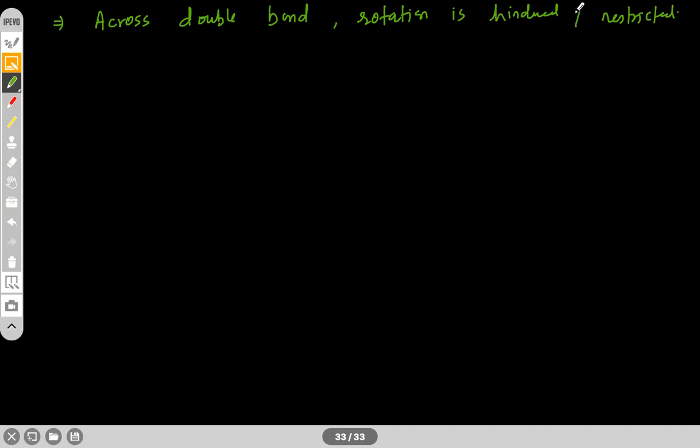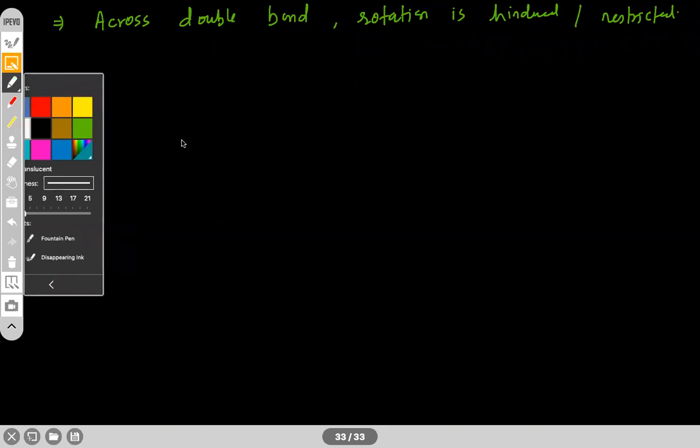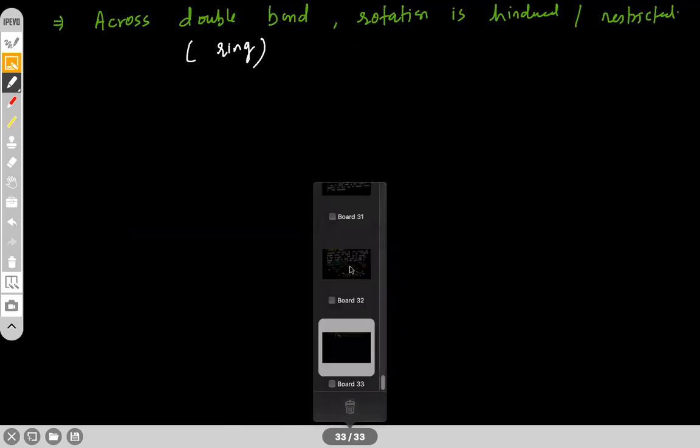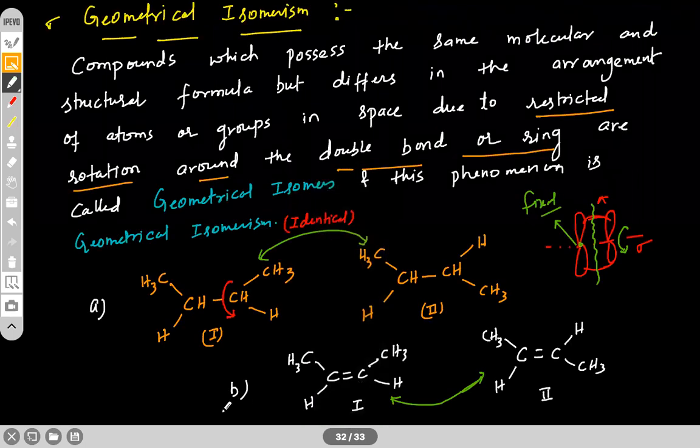Same restriction we have with rings also. With ring structure also, the rotation is hindered. And in this case, geometrical isomerism is possible. In the first case, it is not possible because both are the same atom. So when you rotate the carbon atom in the first one, that won't affect the property of the molecule. It has the same property.